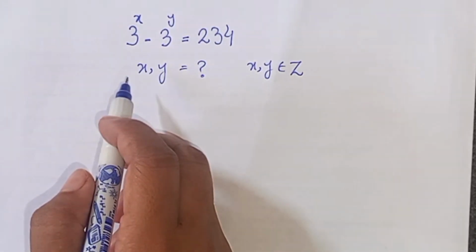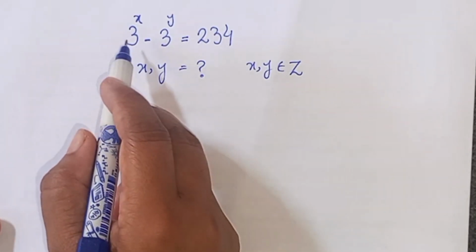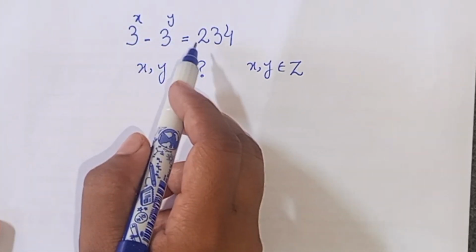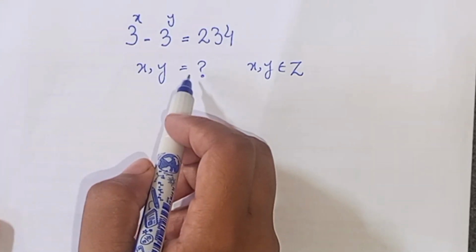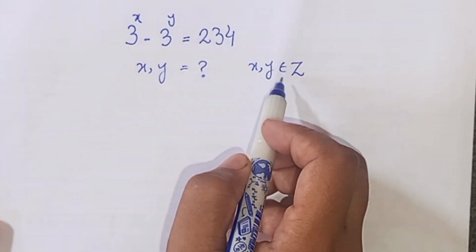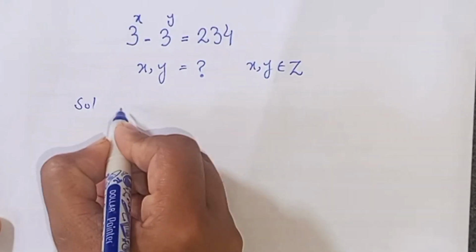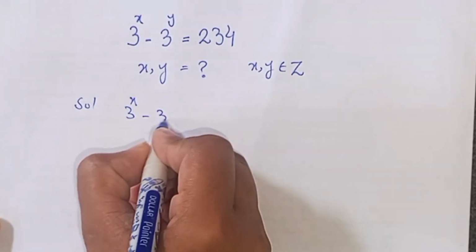Everyone, let's try to solve this question. The question is 3 raised to the power x minus 3 raised to the power y is equal to 234. We need to find the value of x and y, where x and y belong to the integers. So let's start. The given information is 3 raised to the power x minus 3 raised to the power y is equal to 234.